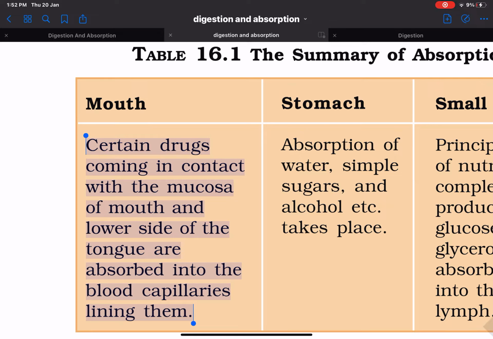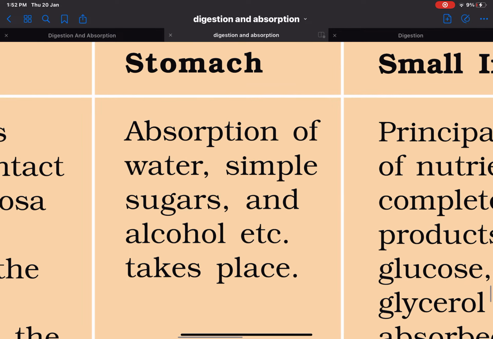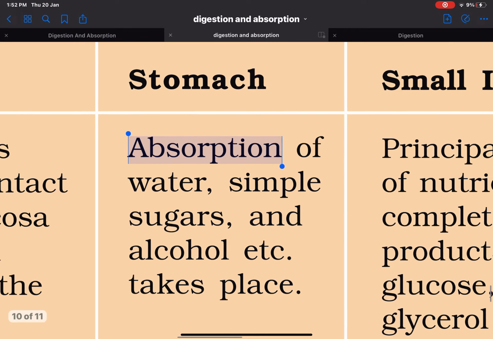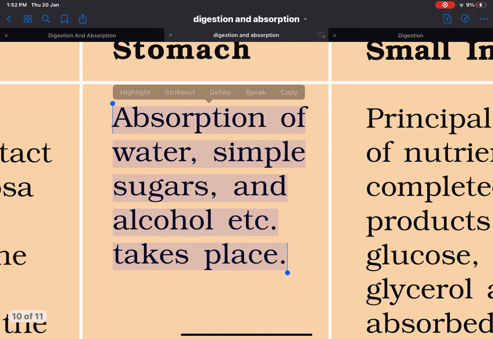Certain drugs coming in contact with the mucosa of the mouth and lower side of the tongue are absorbed into the blood capillaries lining them. Absorption of water, simple sugars, and alcohol etc. takes place.